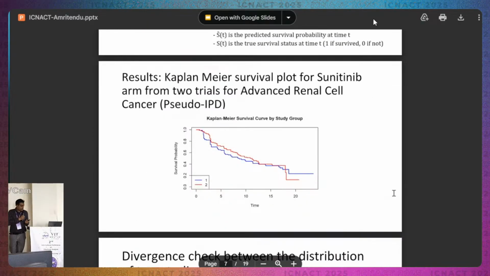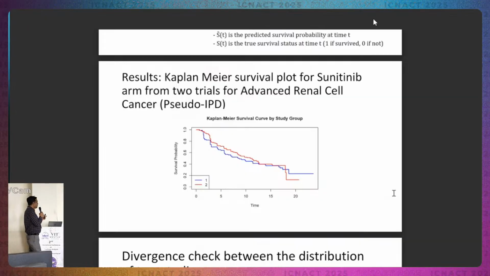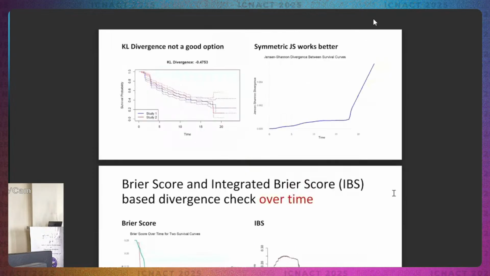So this is an example. These two lines are from two different studies that deal with renal cell cancer trials. We have taken treatment sunitinib data from two different trials and checked how similar they are. And based on this, we want to generate the synthetic data. So we see that they are kind of similar, with some divergence between the two studies.